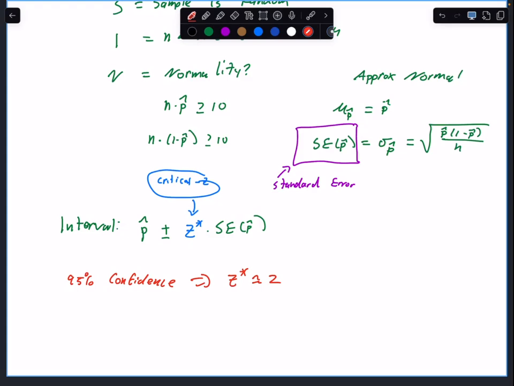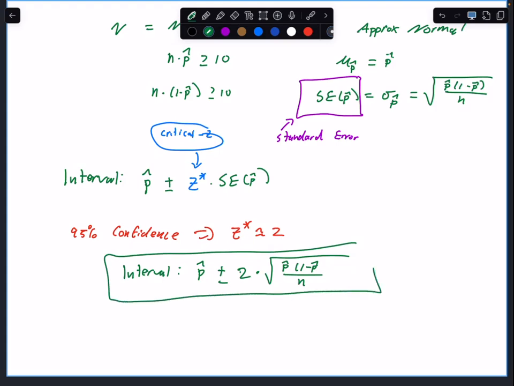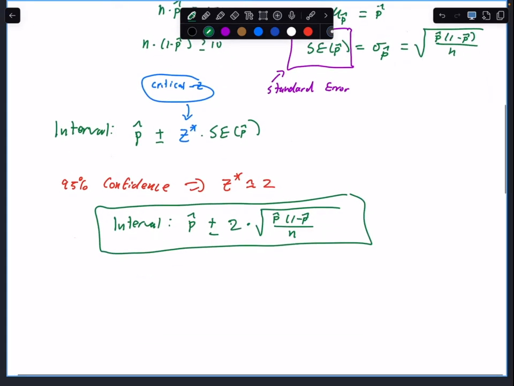There's a different number. So as such, the real formula that we're going to be using in this case is that the interval is p hat plus or minus 2 times the square root of p hat 1 minus p hat over n. And that is my formula. And what happens is that when I do that, I'm going to get that interval A to B.